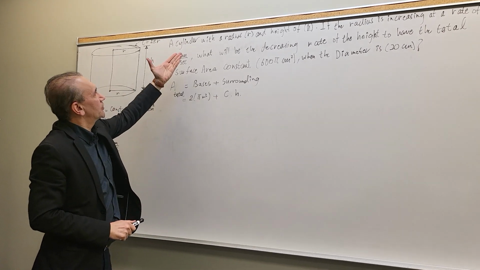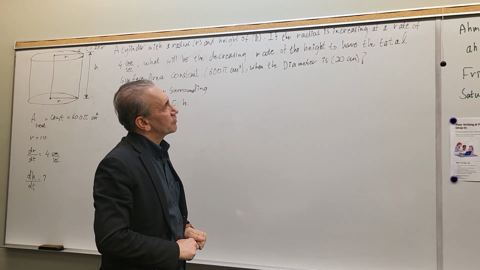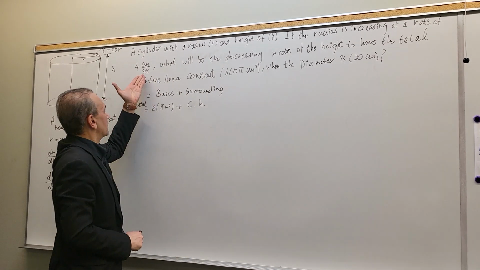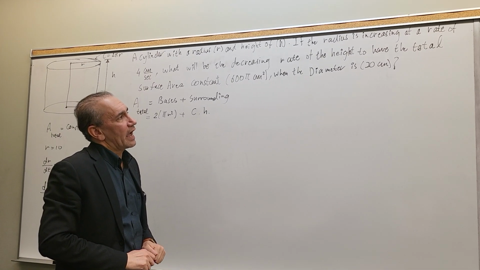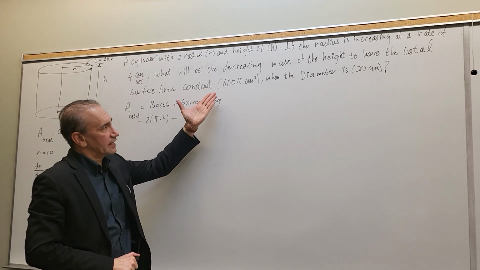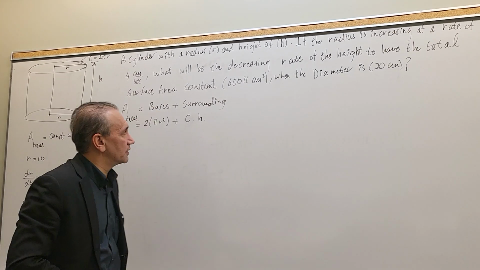Today we are going to have another rate of change question in calculus. A cylinder has a radius r and height h. If the radius is increasing at a rate of 4 centimeters per second, what will be the decreasing rate of the height to have the total surface area constant at 600 pi centimeters squared when the diameter is 20 centimeters?